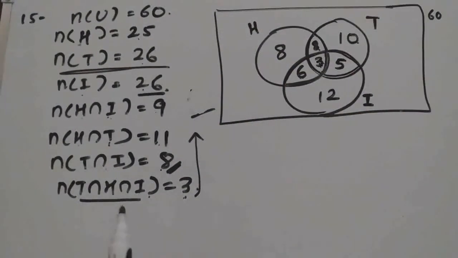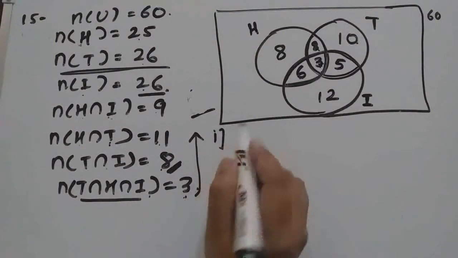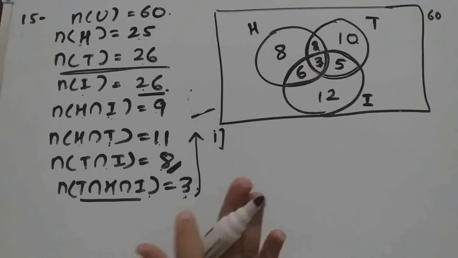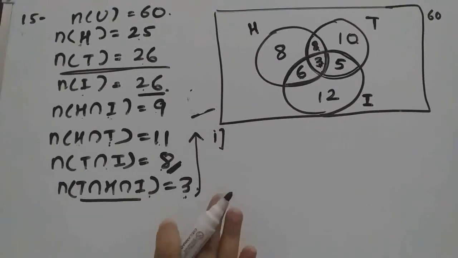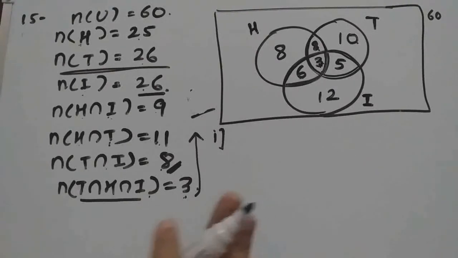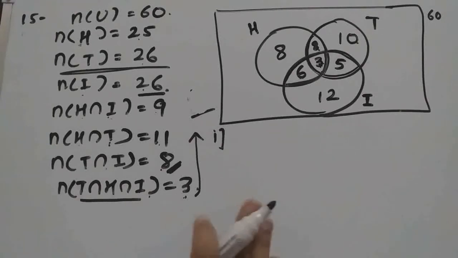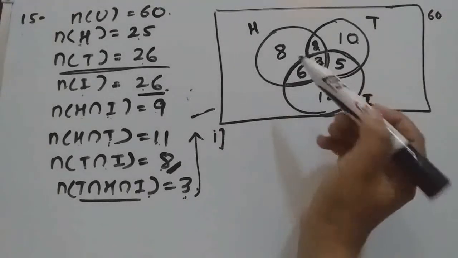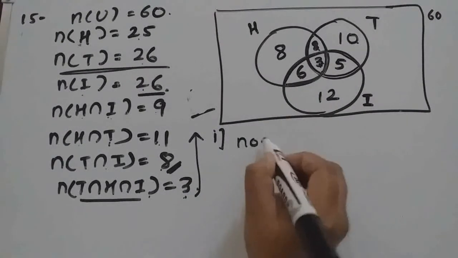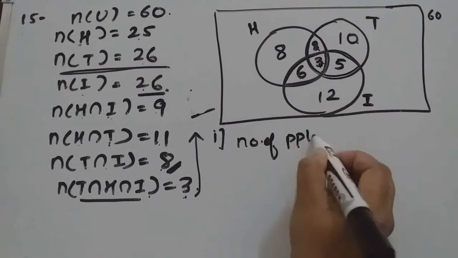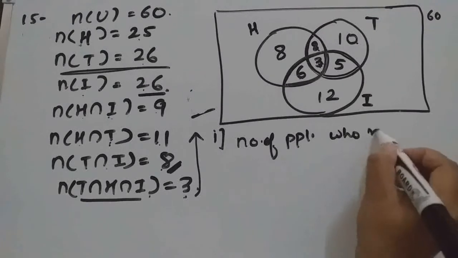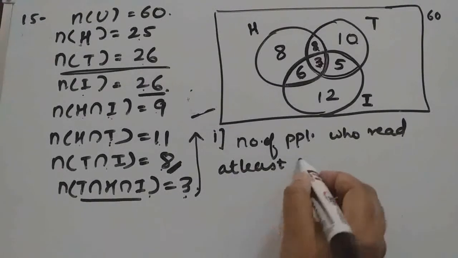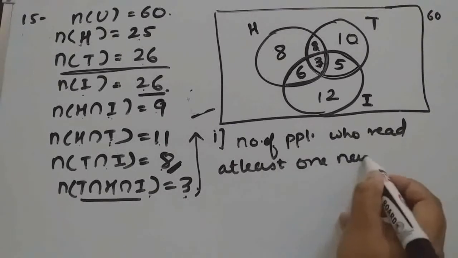Okay. Now we will solve the first question. The first question is the number of people who read at least one of the newspapers. See, at least one of the newspapers means they can read one, or 2, or maximum 3 also, isn't it? So how many people are there? Number of people who read at least one newspaper.